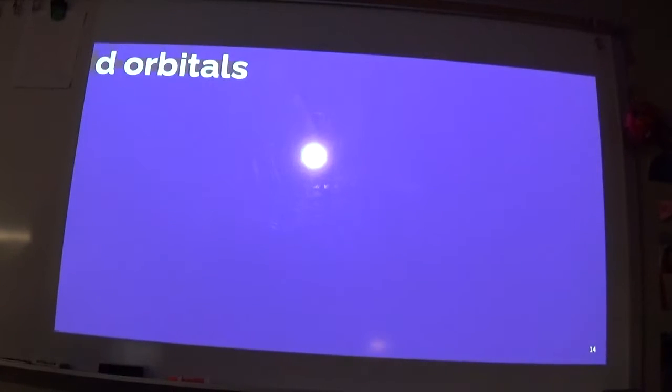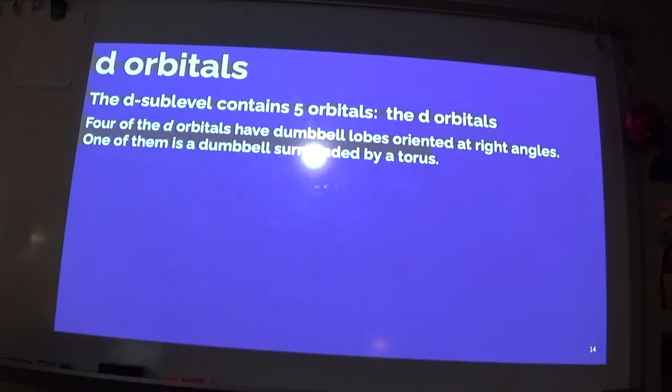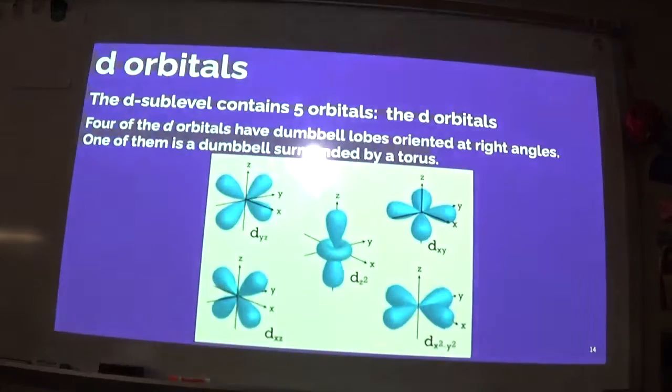Can we do d orbitals now? Okay. D orbitals only show up once you get to the third energy level, right? So we start with 3d. On a d subshell, you get 5 orbitals, like we said a minute ago. They are kind of dumbbell shaped, but there's multiple dumbbells in one orbital, and then one of them has a donut. The fancy math term for donut is torus. But it's a donut. These are what d orbitals look like.